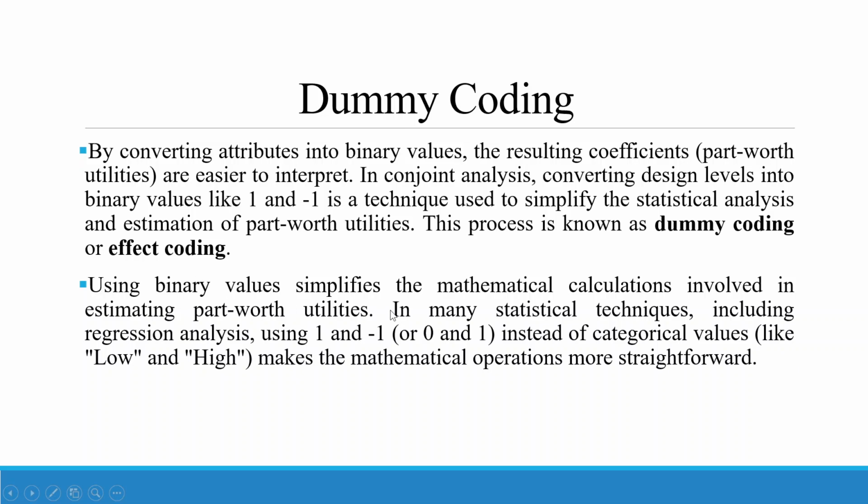Using binary values simplifies the mathematical calculations involved in estimating part worth utilities. In many statistical techniques, including regression analysis, using 1 and -1 or 0 and 1 instead of categorical values like low and high makes the mathematical operations more straightforward.